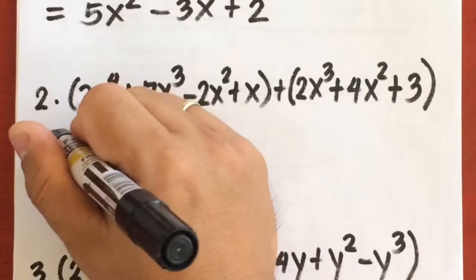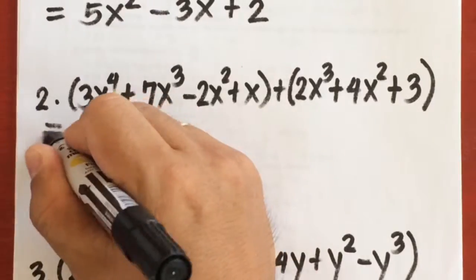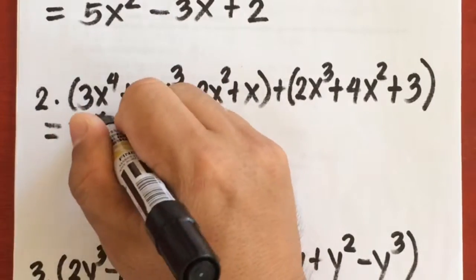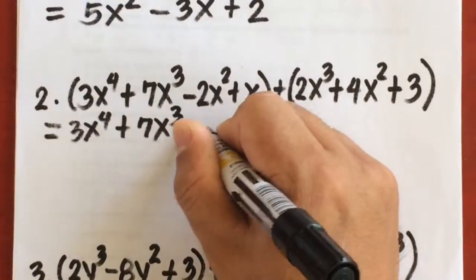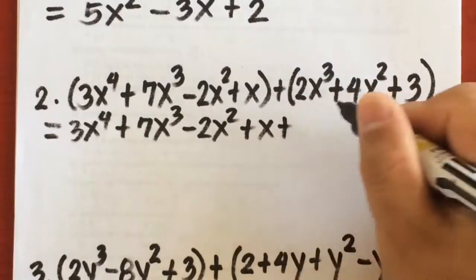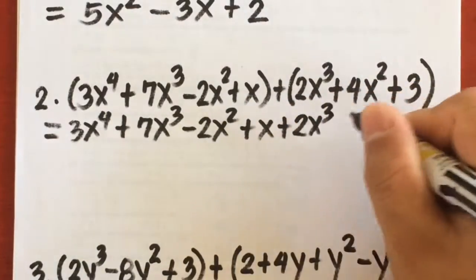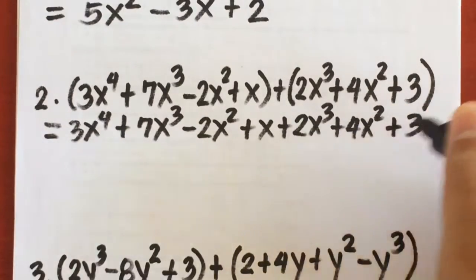Example number 2. 3x to the power of 4 plus 7x cubed minus 2x squared plus x. Then added to 2x cubed plus 4x squared plus 3. So this is just equal to 3x to the power of 4 plus 7x cubed then minus 2x squared plus x then plus 2x cubed plus 4x squared plus 3.